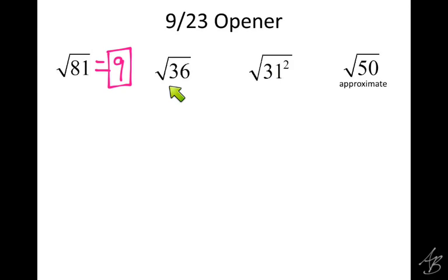Okay, how about the square root of 36? What number multiplies by itself to get 36? All right, 6.